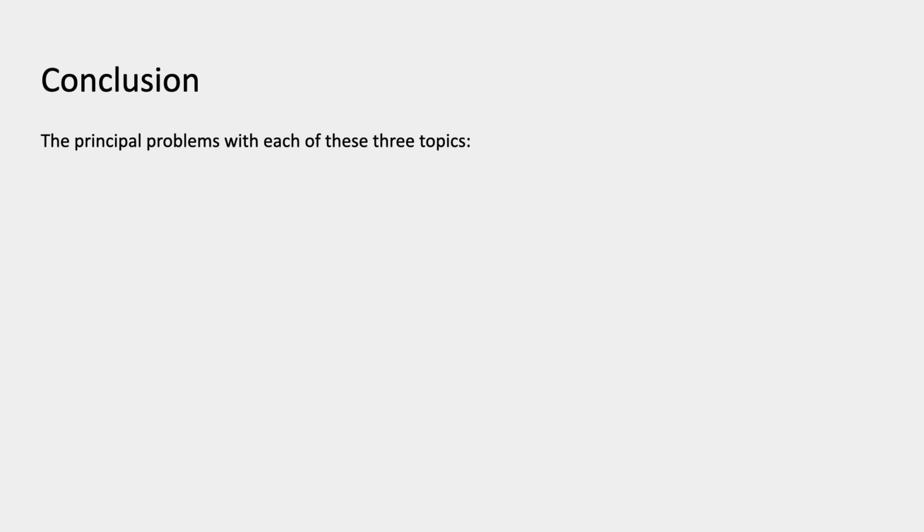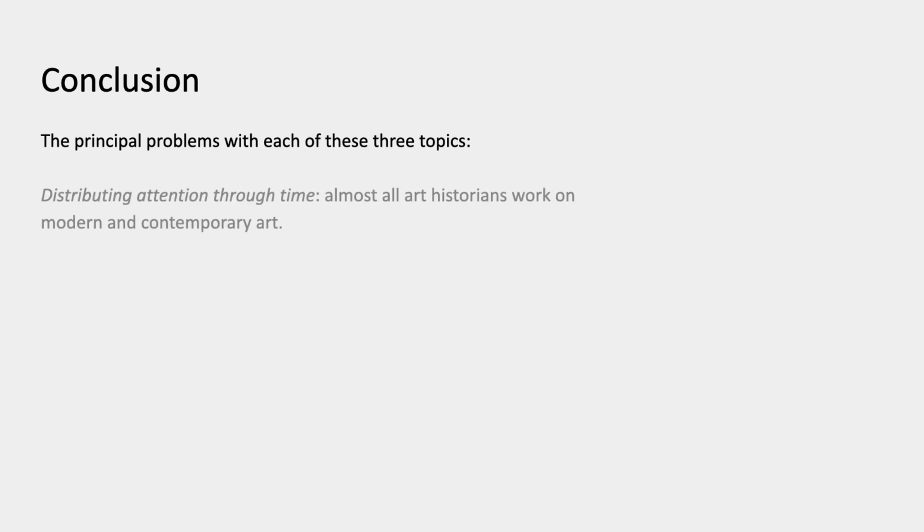So here's, just by way of conclusion, principal problems with each of these three topics. The first one, which was topic number 5, distributing attention through time. The problem there is that almost all art historians work on modern and contemporary art, and so you can't really tell the history of art and distribute your attention evenly through time.